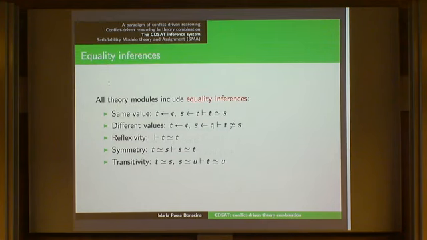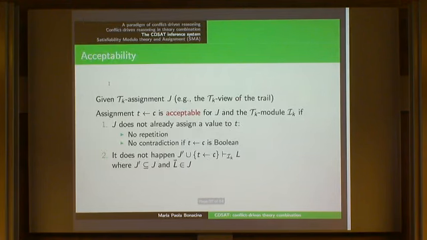Now, because all theories include equality, all theory modules include equality inferences that say if T and S get the same value, then T is equal to S. If they get distinct values, then T is different from S. C and Q need to be distinct. And then reflexivity, symmetry, transitivity.